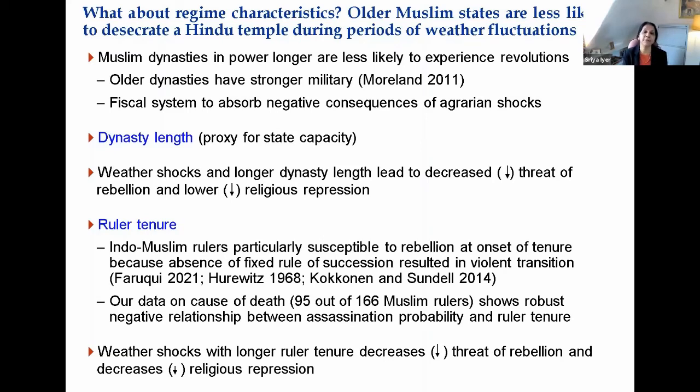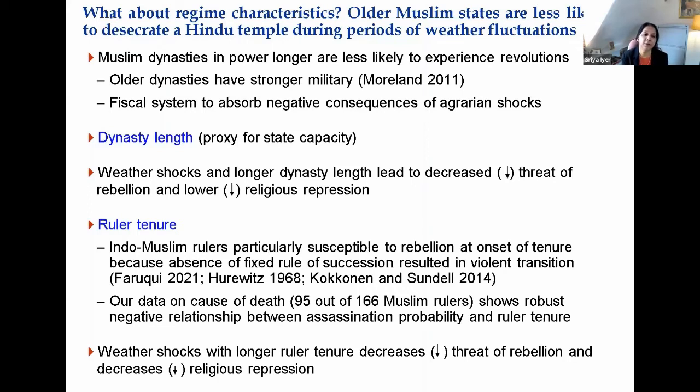Aurangzeb essentially murdered his elder brother Dara, as well as 2 other brothers, put his father in prison and came to power. Now, this is the most dramatic of the stories, but many of the Indo-Muslim rulers did face assassination threats in the first 5 years or so of their reign.